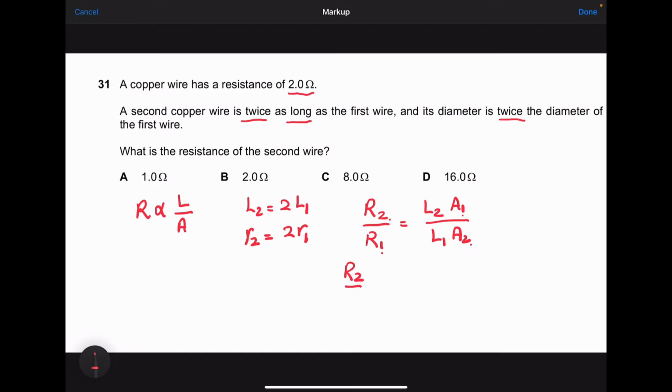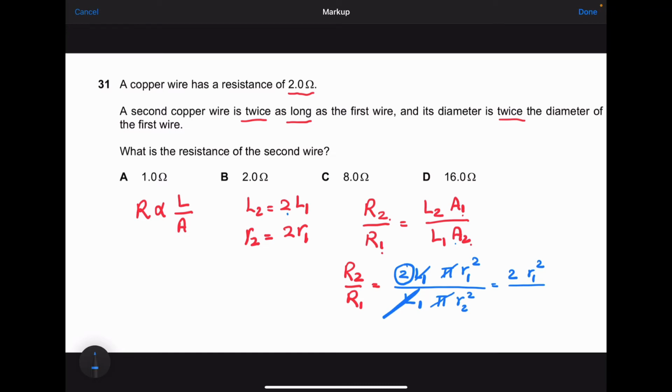R2 divided by R1 equals. The point is, L2 is twice L1, so 2L1 over L1. They are going to cancel out. And A1 is pi R1 square, and for A2 it's pi R2 square. Cancel out the pi with the pi. And it gives us 2 here, so I'm going to write 2. R1 square, it's still R1 square.